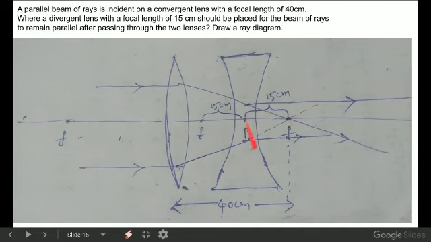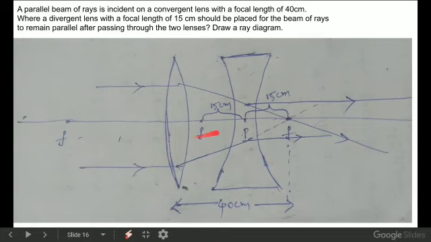We should place the diverging lens beside this converging lens such that the right side focus of the diverging lens coincides with the right side focus of the converging lens. After passing through these two lenses, the light rays must remain parallel, and it is asking where the diverging lens should be placed beside the convex lens. What should be the distance between these two lenses?